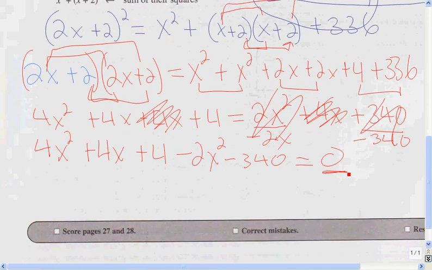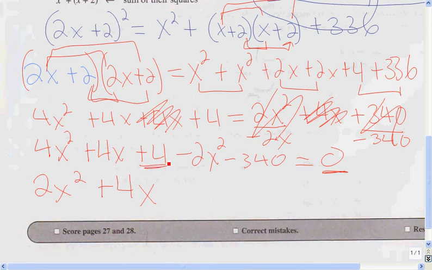Now I'm going to combine like terms again. So the 4x squared minus 2x squared gives me 2x squared. Positive 4x, there's nothing that I can add it to, so I'm just going to leave it as positive 4x. And then here I have a positive 4 and a negative 340. When I combine those, I get a negative 336 equals 0.